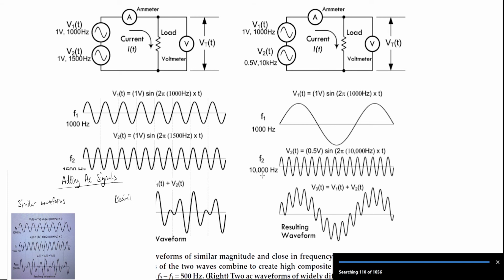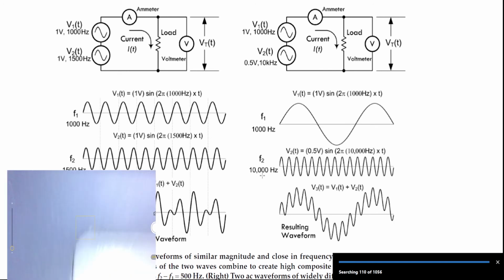Dissimilar waveform. A, B, A plus. I suppose it's called V1 and V2, isn't it? V3. Let's just avoid confusion. Call it V1, V2, V1 plus. Okay. And let's add the dissimilar waveforms.